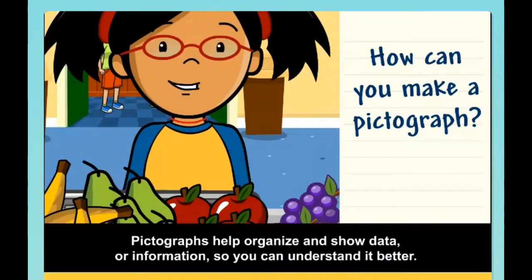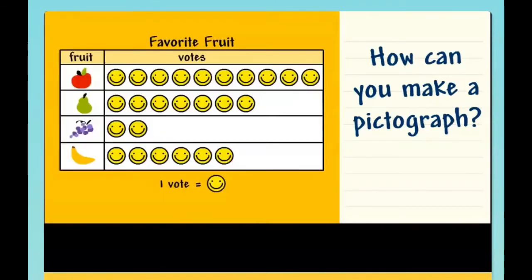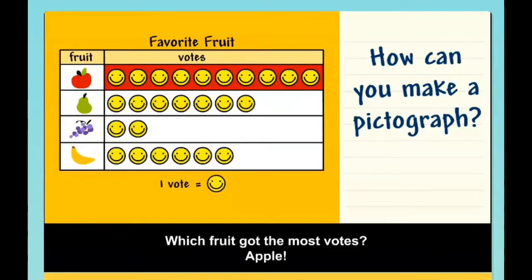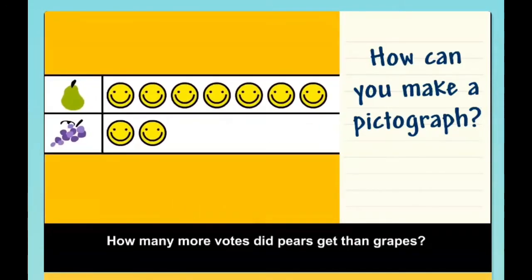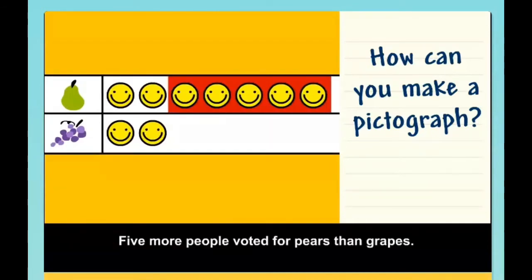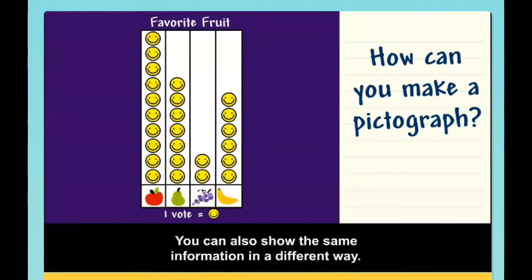Pictographs help organize and show data or information so you can understand it better. Which fruit got the most votes? Apple. How many more votes did pears get than grapes? 5 more people voted for pears than grapes. You can also show the same information in a different way.